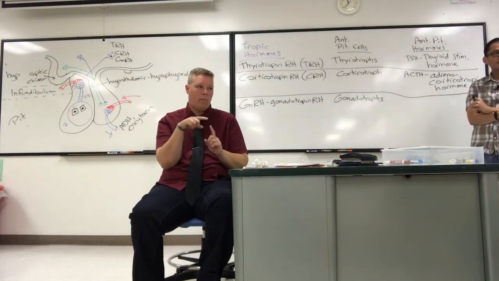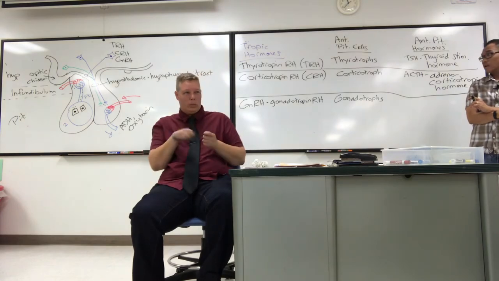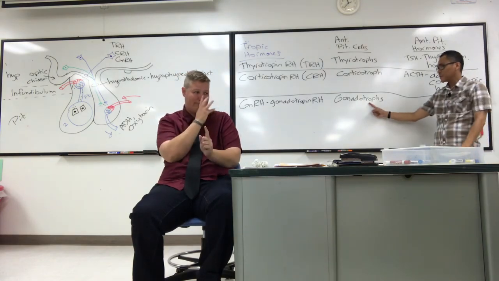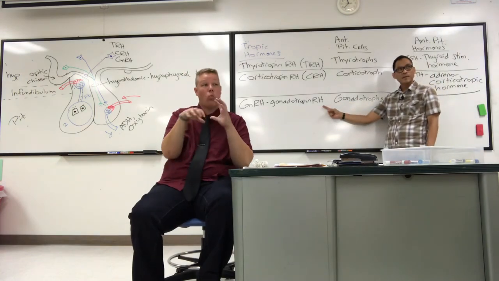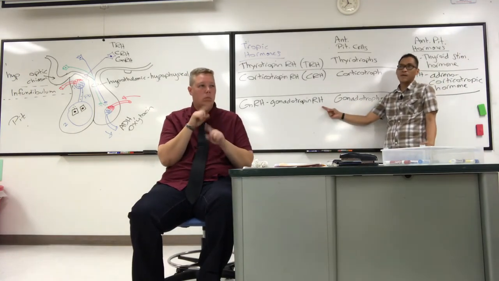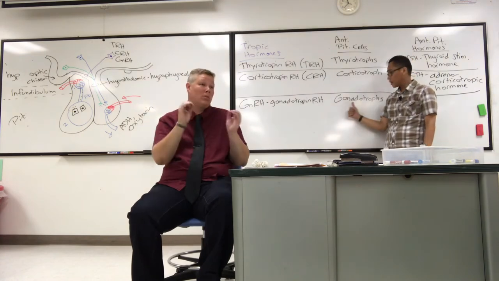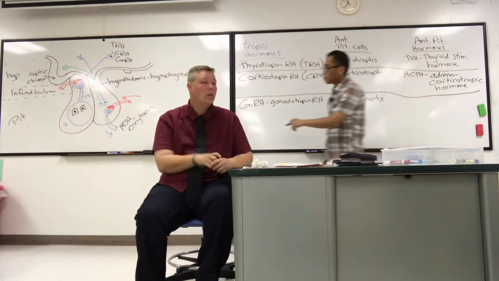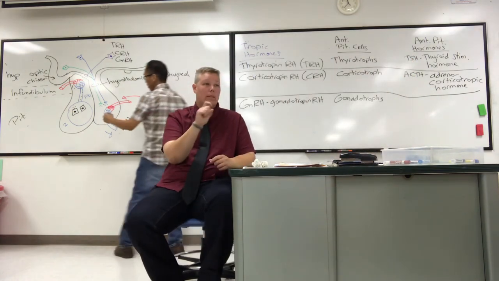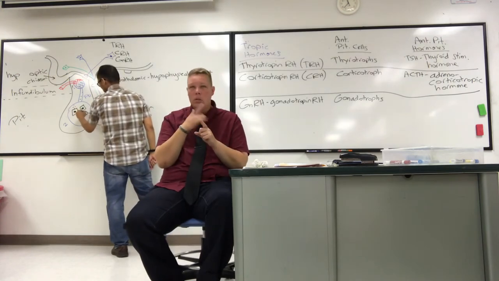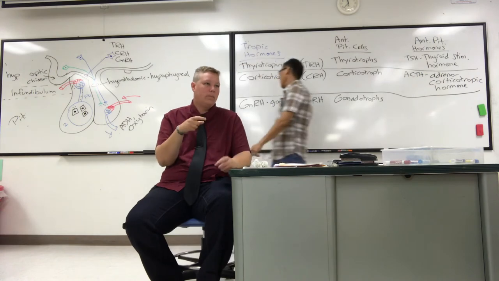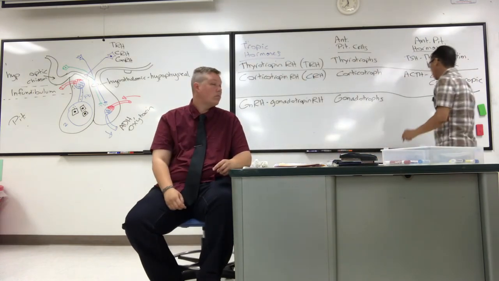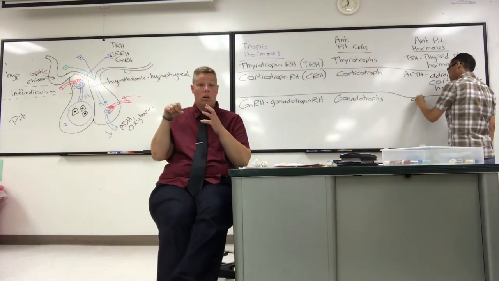Because remember, hormones have specificity. So only cells that present a receptor for GnRH will respond. They could go wherever they want, but they're not going to do anything. Okay. So the cells that respond to GnRH are right here in the anterior pituitary. And when stimulated, the gonadotropes will release your gonadotropins.